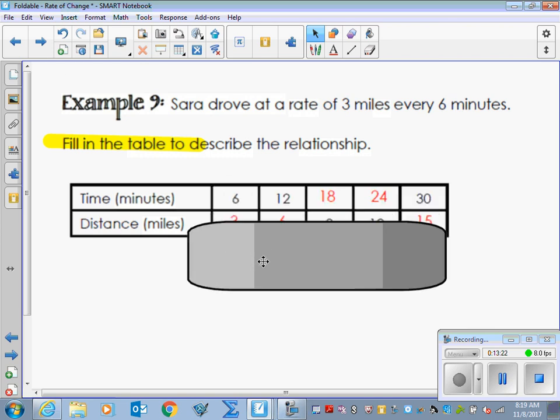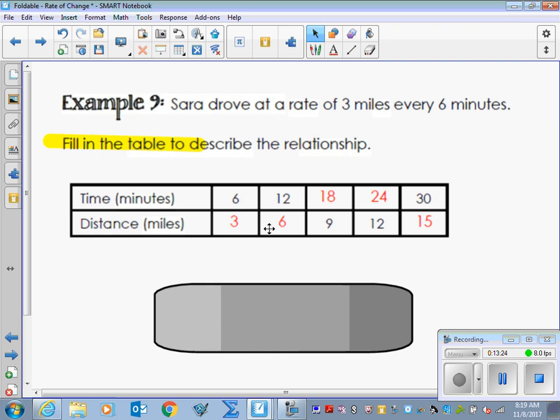Sarah drove at a rate of 3 miles every 6 minutes. Fill in the table to describe the relationship. Okay, so obviously we're going in increments of 6 minutes. So 6, 12, 18, 24, 30. Okay, you're just adding 6 each time. And then at the bottom is 3 miles each time. So 3, 6, 9, 12, 15. Okay, just fill in the missing pieces.